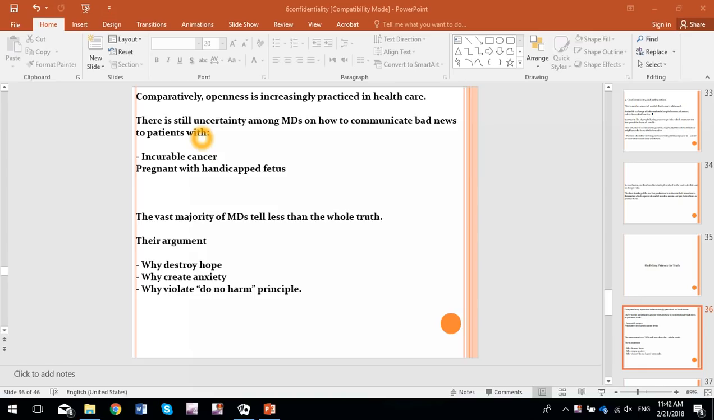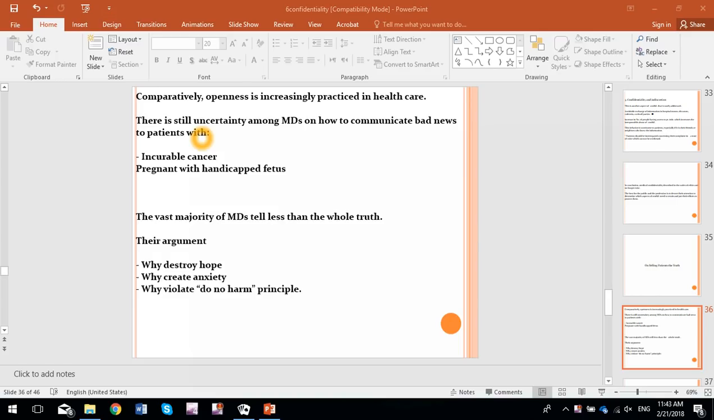And now in fetal medicine, sometimes you discover that the fetus inside the uterus has congenital anomalies. Can you tell the pregnant lady that your fetus has congenital anomalies? This is the bad news, and there is uncertainty among MDs on how to communicate it to patients. Now, the vast majority of physicians tell less than the whole truth. And by the whole truth I mean all the information he has about the patient. He tells some truth, but the vast majority of them tell less than the whole truth.